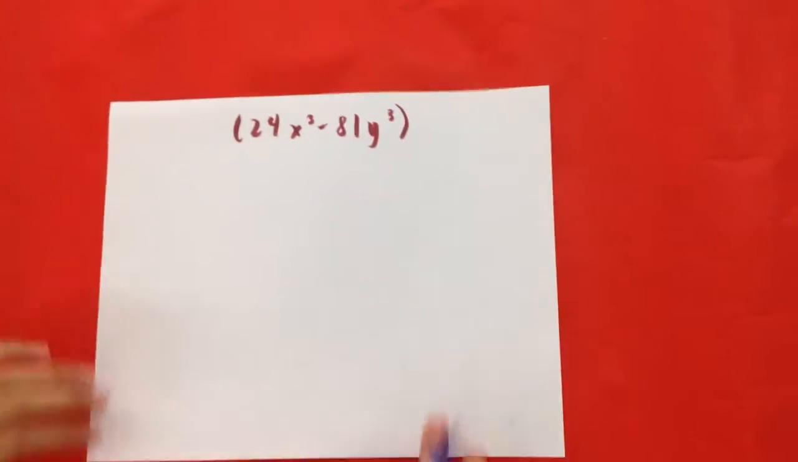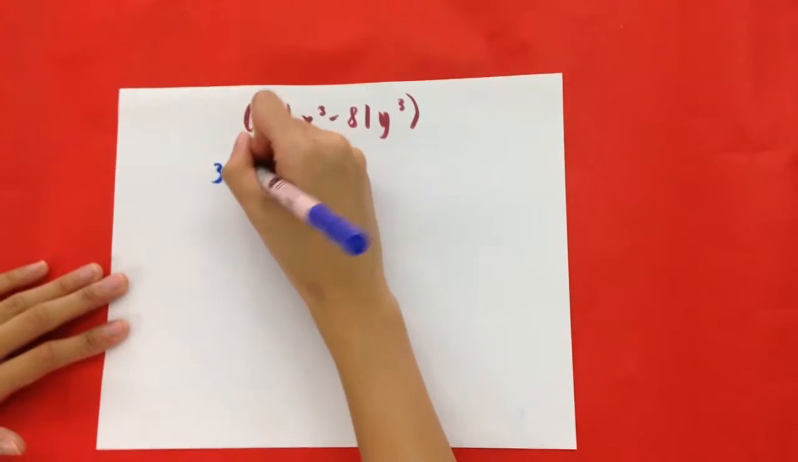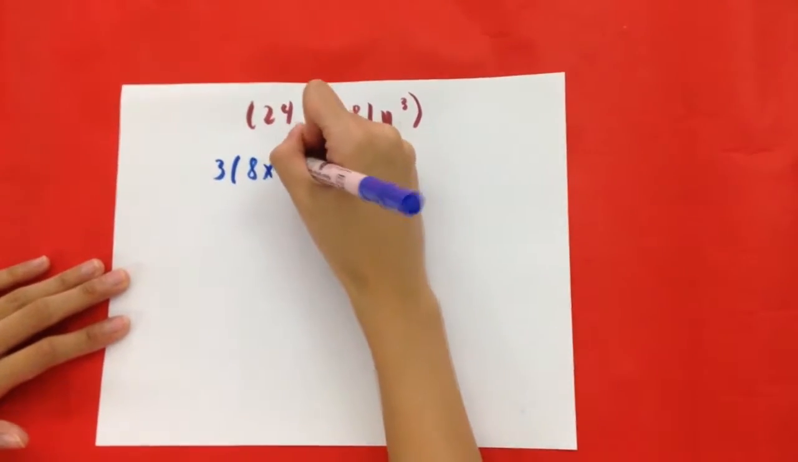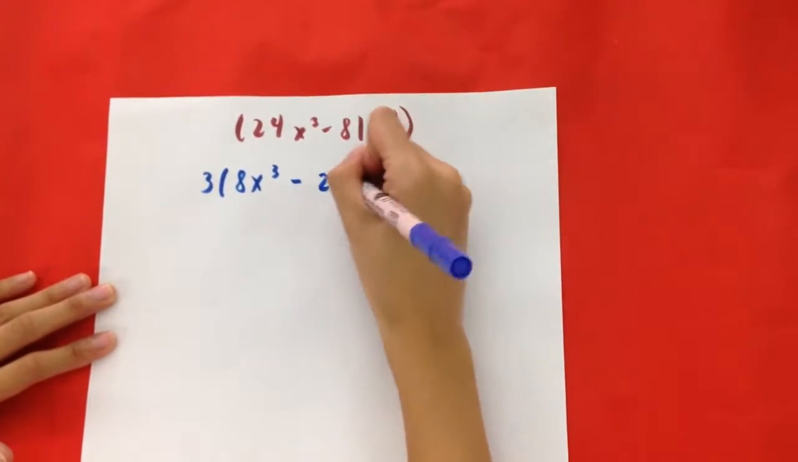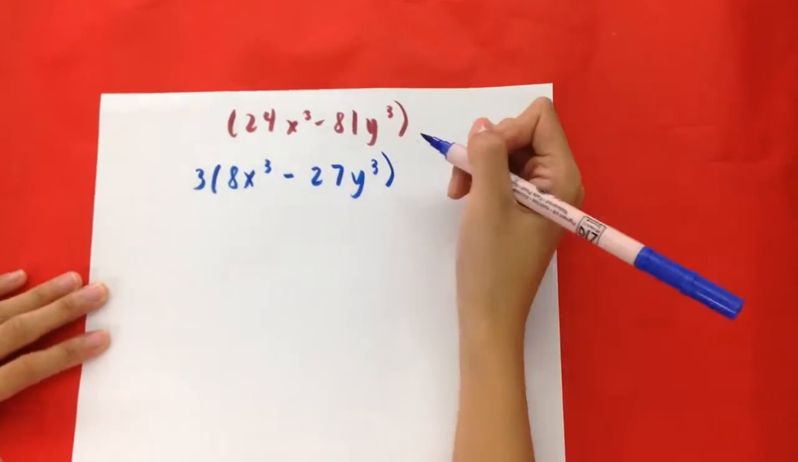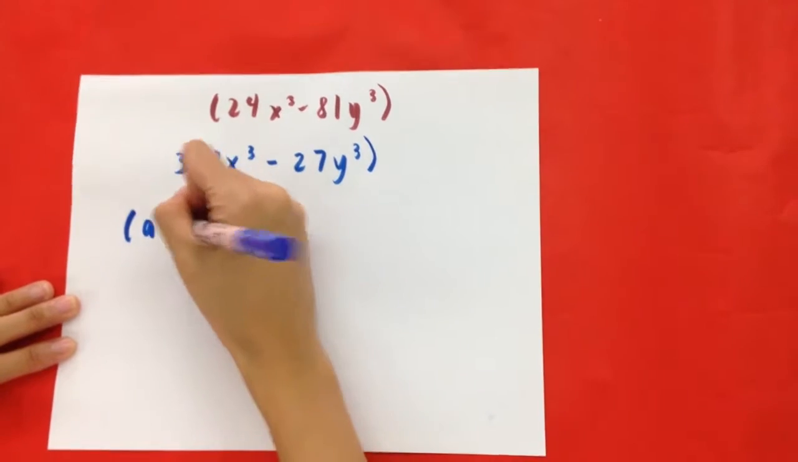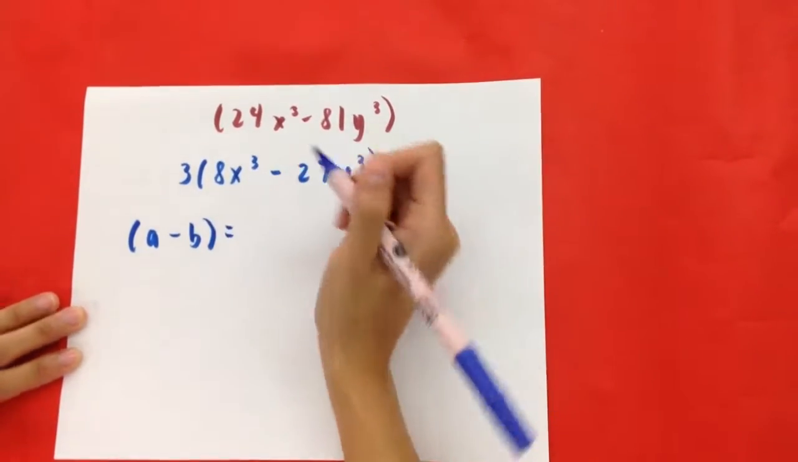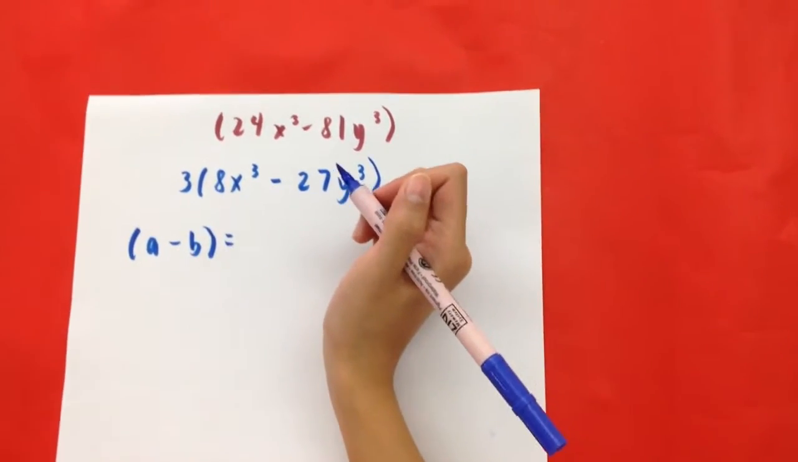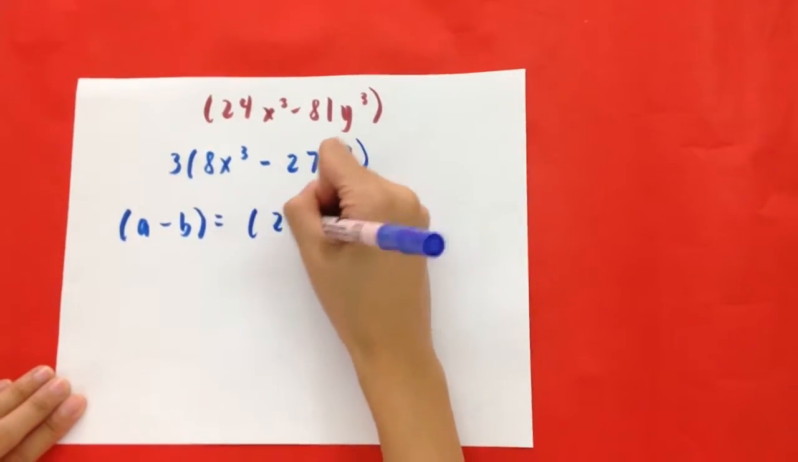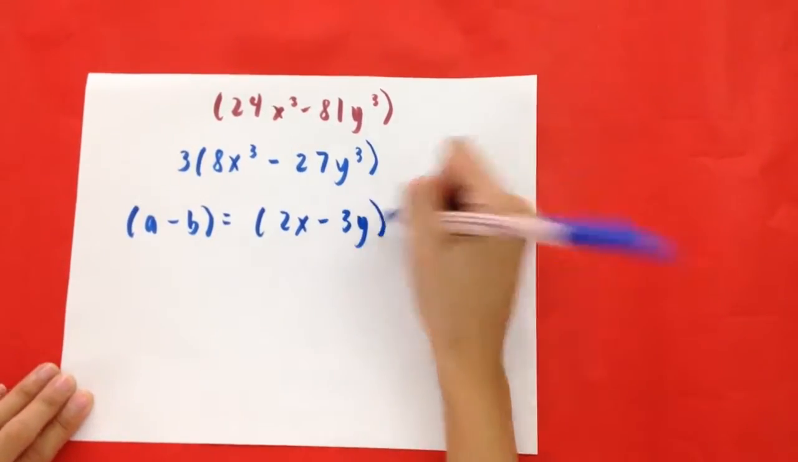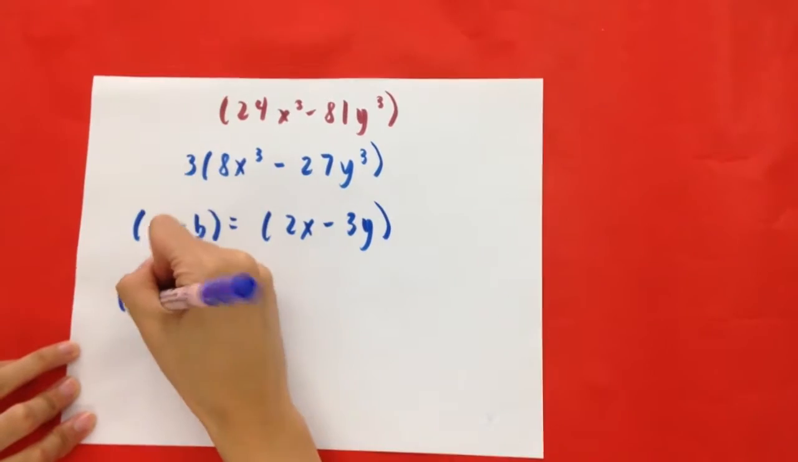Another example is 24x cubed minus 81y cubed. In this problem, you will notice that the two numerical coefficients have a GCF of 3 because 24 and 81 are divisible by 3, and that's the GCF. You simply need to factor this out. Now that you've factored out the GCF, you will be left with 3 times 8x cubed minus 27y cubed.